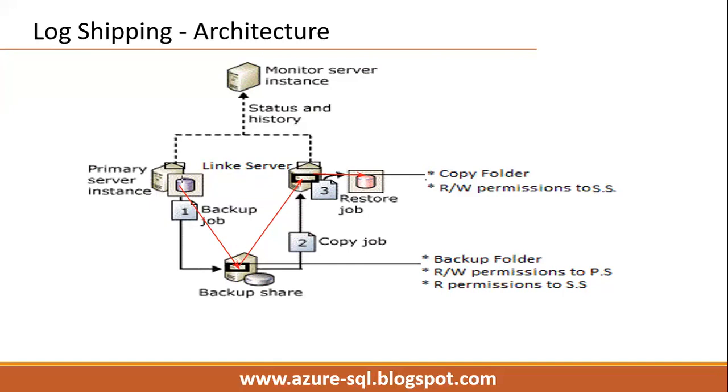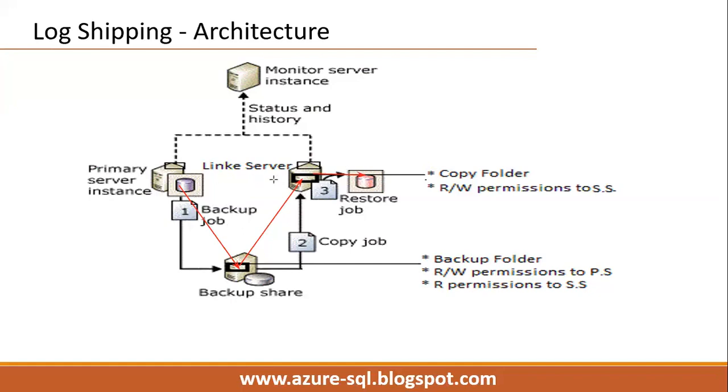Let's say at 8 o'clock I have taken a full backup and restored it. At 8:15 a log backup is generated, meaning the 8 to 8:15 changes are there. Once the restore job runs, we'll get the changes here also up to 8:15. Again, at 8:30 a log backup is generated. It has changes from 8:15 to 8:30. Copied, applied, up to 8:30. Like this, log backups are generated periodically, copied and restored here.